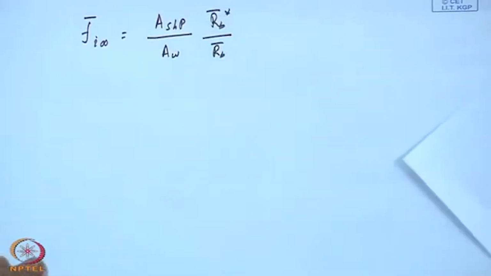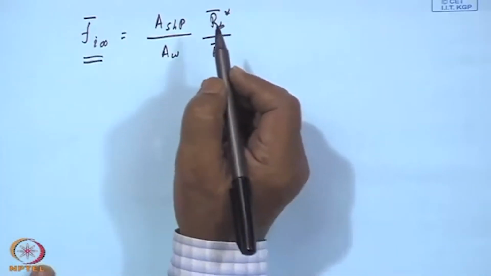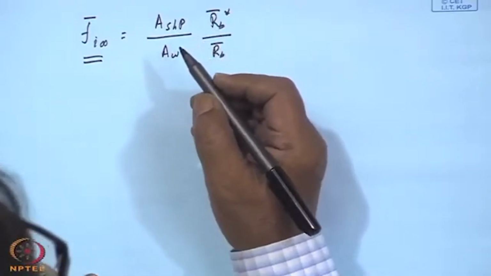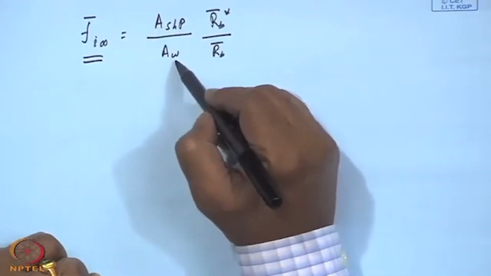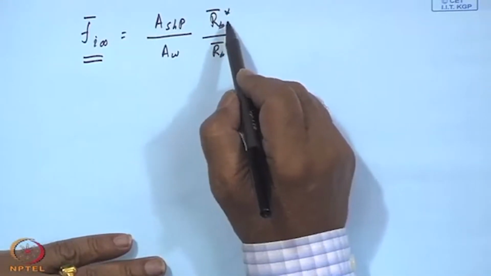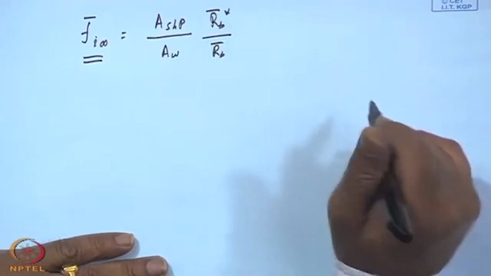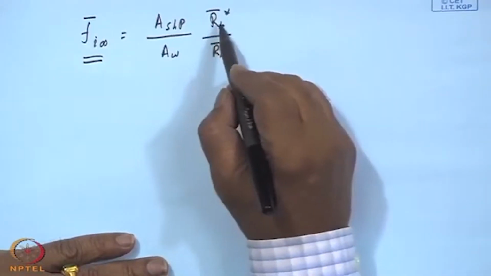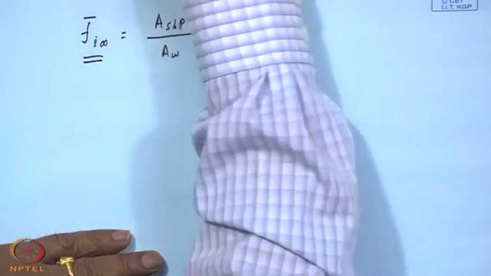In other words, the concept of the shading plane or the shaded area has been brought into the monthly average daily shading factor Fi bar infinity, which should be the ratio of the shading plane to the window area, which is purely geometric. RB bar star will represent how long the projection is and what is the height of the window, and RB bar is for the simple window.